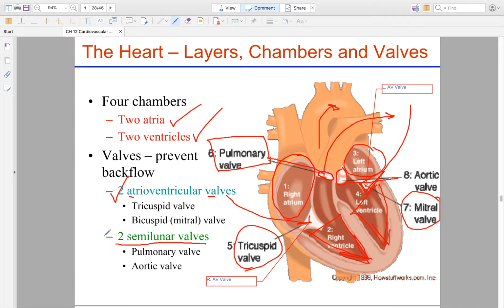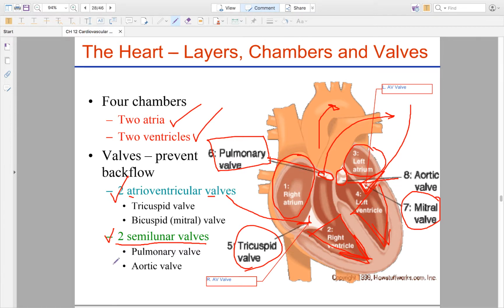So let's recap. The heart has 4 chambers, 2 atria, 2 ventricles: right atrium, left atrium, right ventricle, left ventricle. What divides the right ventricle and the right atrium is an AV valve, the right AV valve, also called the tricuspid valve. What divides the left atrium and the left ventricle is the mitral valve, also known as the left AV valve. So you want to know both names.